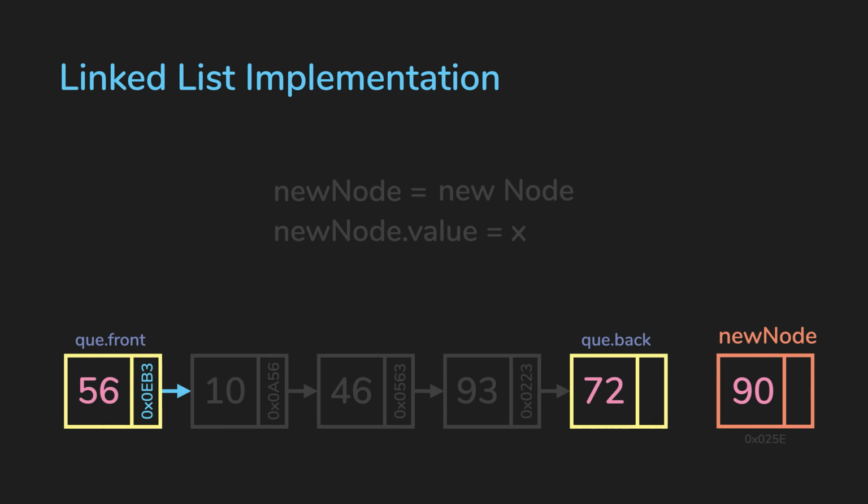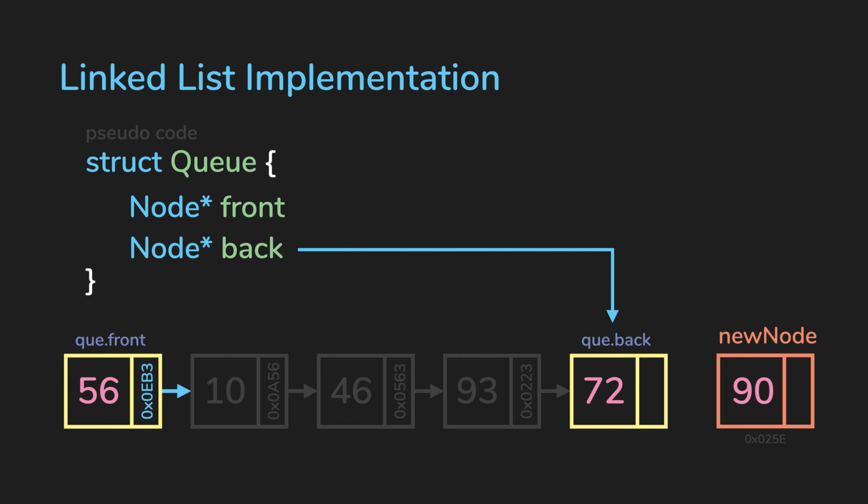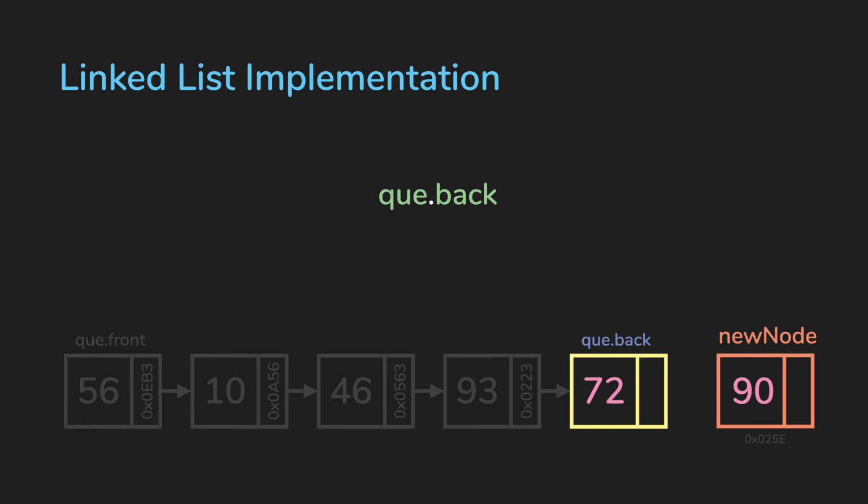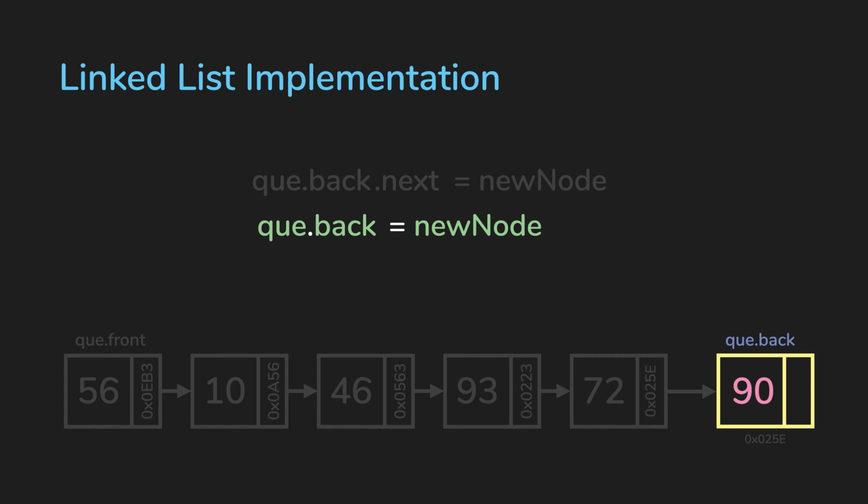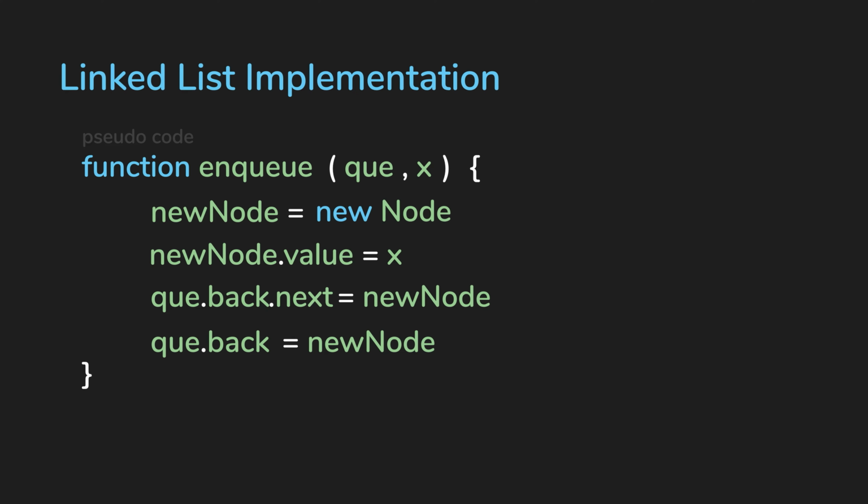Now that we've made the node, we just need to add it to the back of the list. So we have a pointer to the last node in back. So we can just access the back by saying q.back. And then we will add the new node by setting the next of the q.back to the new node. And then we need to set q.back to the new node, so that if we call the enqueue function again, it will keep on adding to the back. Okay, so far so good, but there's one more thing we need to do.